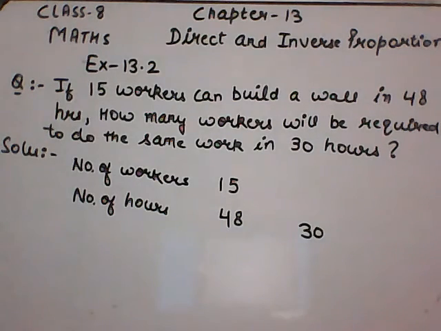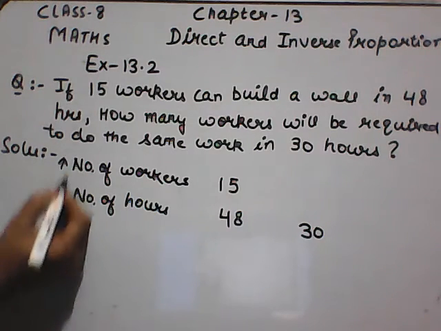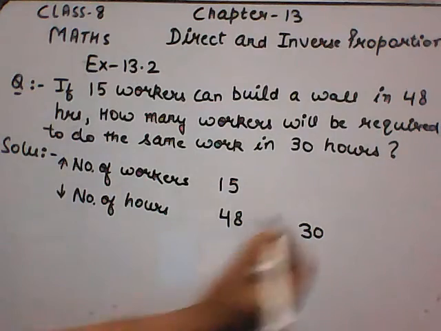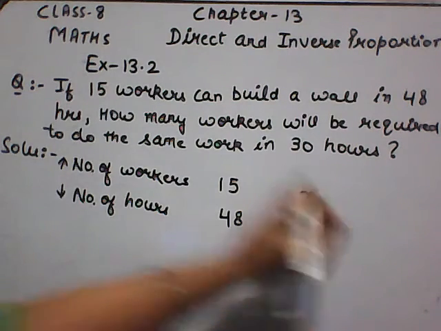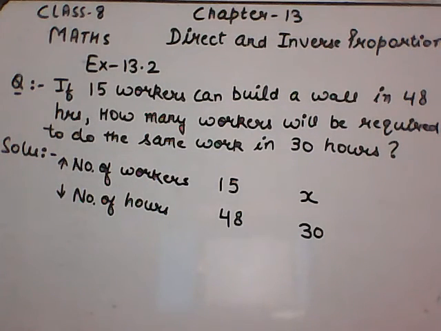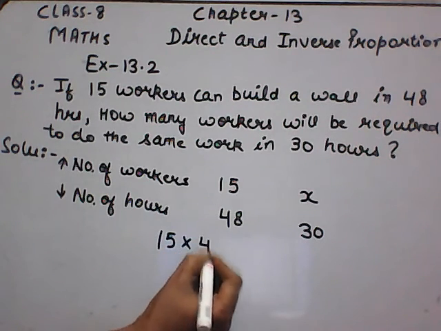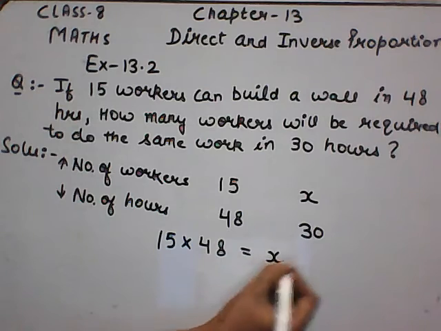If number of hours reduces, then number of workers will be increased. Here, as we increase the number of workers, time taken to build the wall decreases. Here, if one quantity increases, then another quantity decreases. So, there is an inverse proportion. Let X workers do the same work in 30 hours. In inverse proportion, we have 15 multiplied by 48 equals X multiplied by 30.